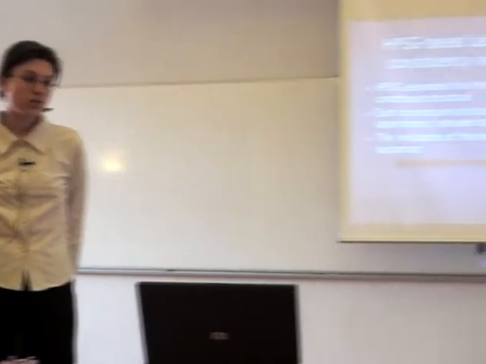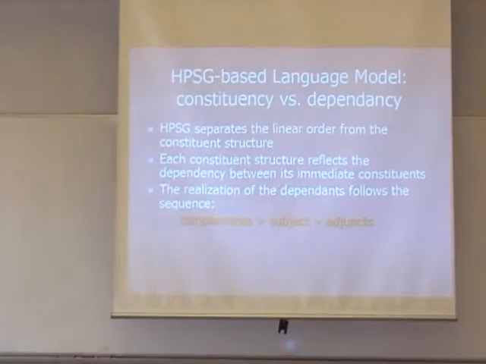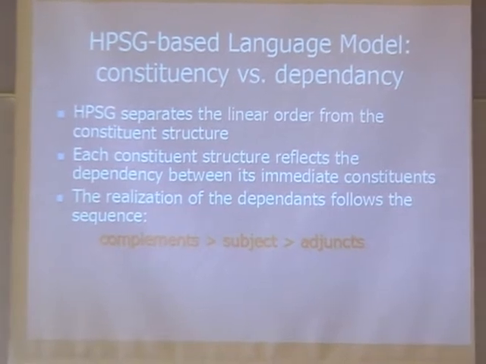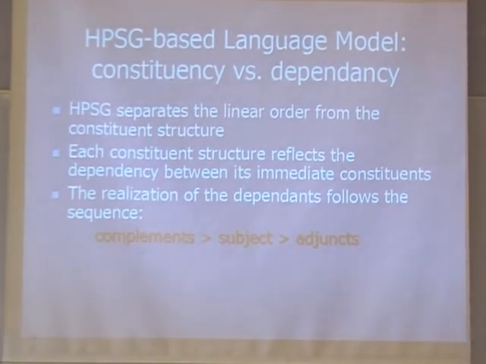Then, as I already said, the constituent structure, it is not pure constituent structure, it reflects dependency relations. And we decided to keep the following principle for the realization of the dependence. First, always to realize the complements of a head, and then subject as an external argument, and afterwards the adjuncts. And it influences our decisions later, of course.